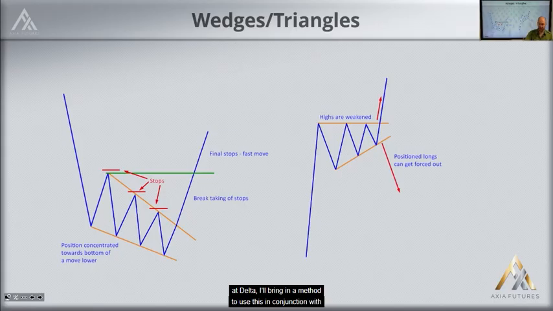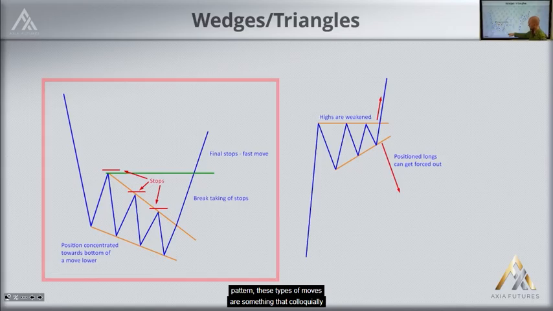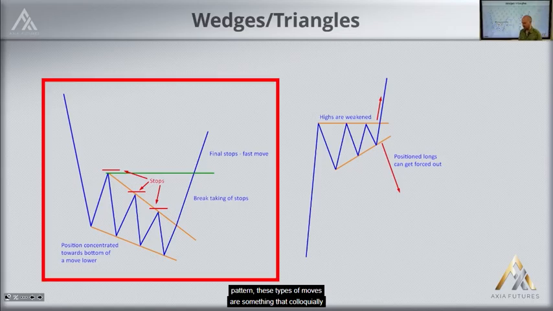When we look at delta, I'll bring in a method to use this in conjunction with delta as well. So it's about, again, adding color to a pattern. These types of moves are something that colloquially on the trading floor we refer to as a kind of smoking chimney move, particularly ones to the upside. You get this drive up and then this steady sort of drifting onwards.